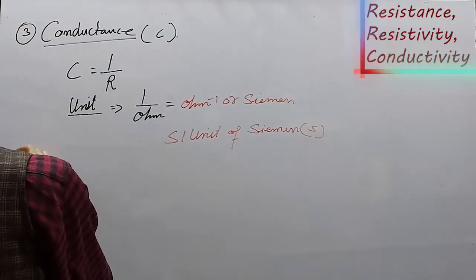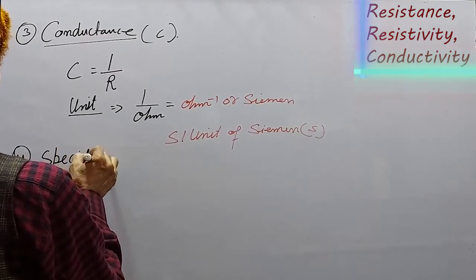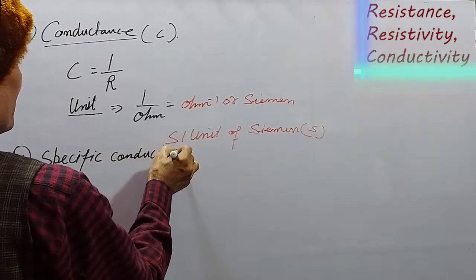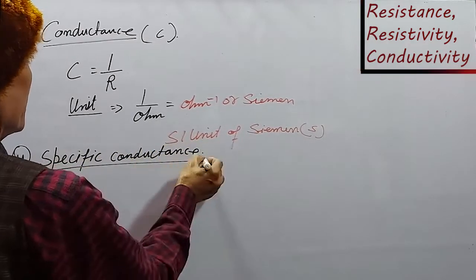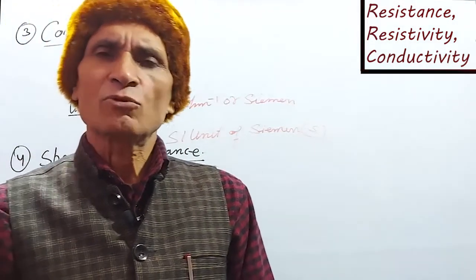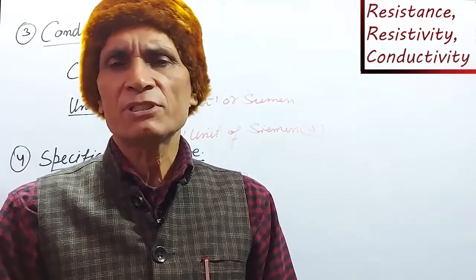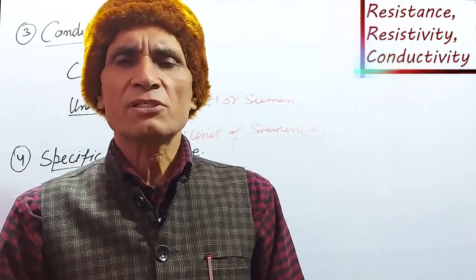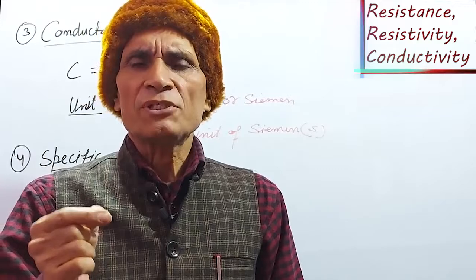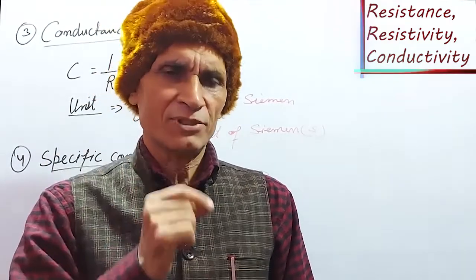Next, number 4 is specific conductance. Specific conductance is called conductivity according to IUPAC system. Specific conductance or specific conductivity according to IUPAC system is called conductivity. The reciprocal of specific resistance is called specific conductance or conductivity.